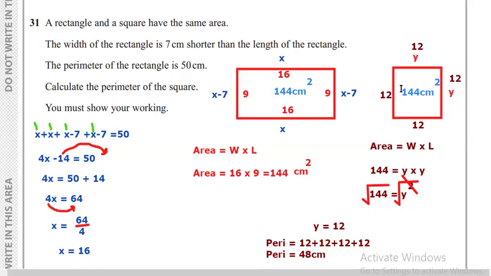And then we understand that the area of the rectangle is equal to the area of the square. And we know that the area of the square is the width times length. So y times y, which is y squared. And to remove the square, we square rooted to find the side of the square. And then we added all the four sides together to find the perimeter of this square. And this is how you answer a question like this.